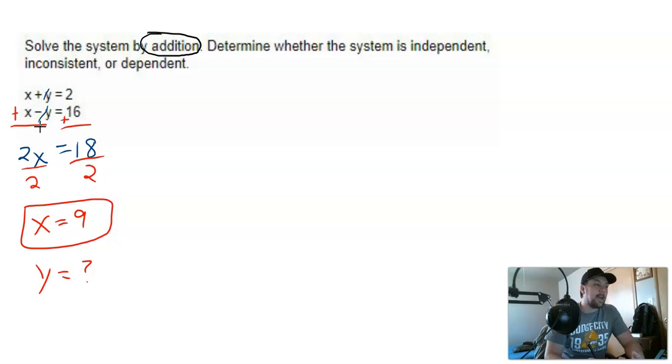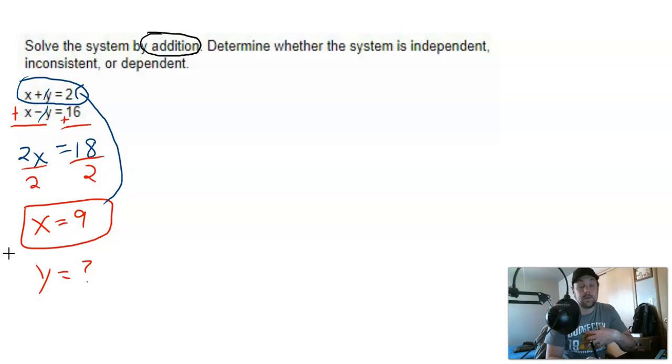But I'm kind of shying away from the bottom one because it has that negative y. So I'd have to deal with that negative sign. I kind of don't want to. So I'm going to plug this into the top equation instead. But it's my choice. I could plug it into either one. I'm choosing the one that I think will be easier to work with.